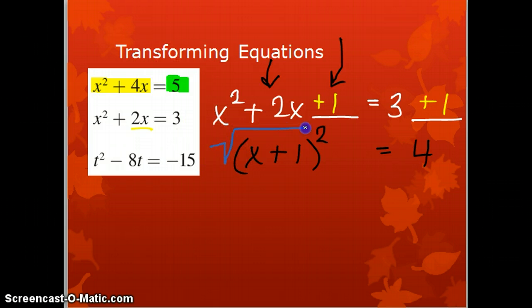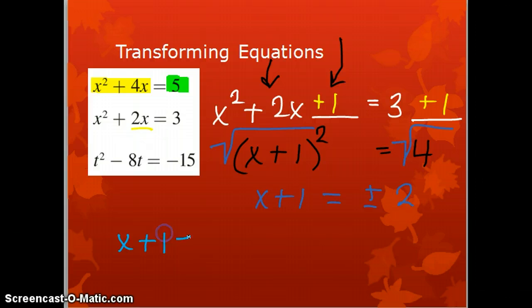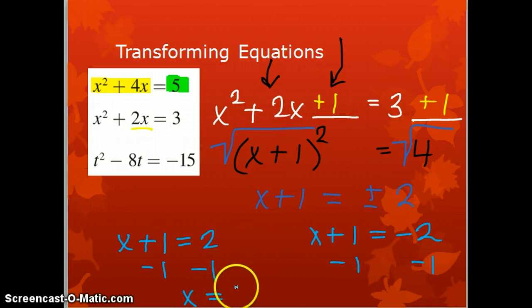I'm going to take the square root of both sides because they're both perfect squares. So I'm left with x plus 1 equals a positive and a negative 2. I can then separate my equation to get x plus 1 equals the positive 2, x plus 1 equals the negative 2. Subtract, subtract. Still do the same here. 2 minus 1, it's going to cross at a positive 1. And then negative 2 minus 1, it's going to cross at a negative 3.